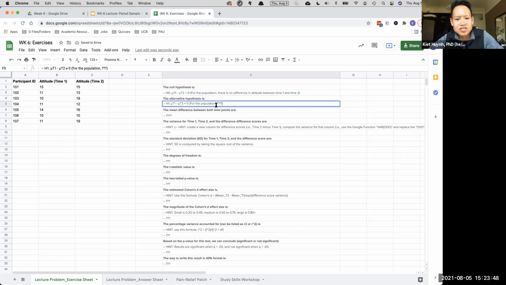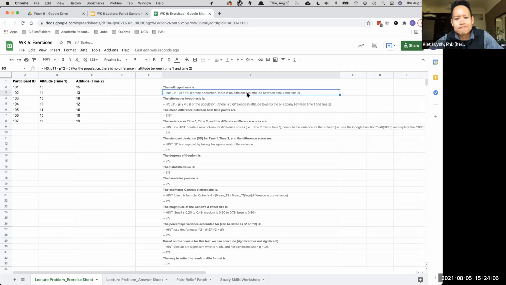Alternative hypothesis, how you would state it is there is a difference. So it's, should say attitude towards the role.